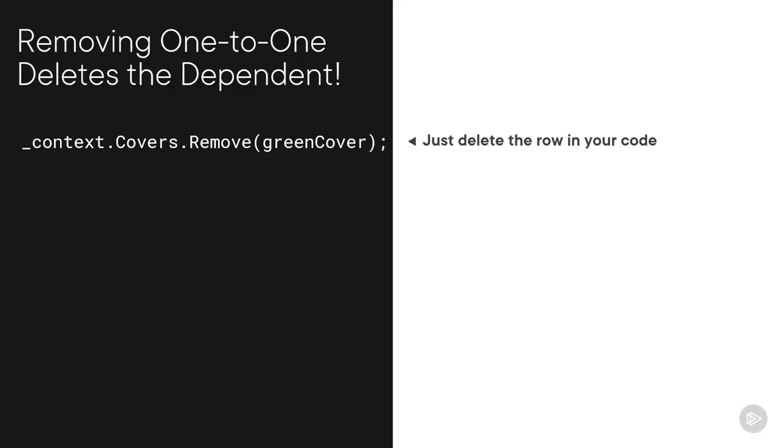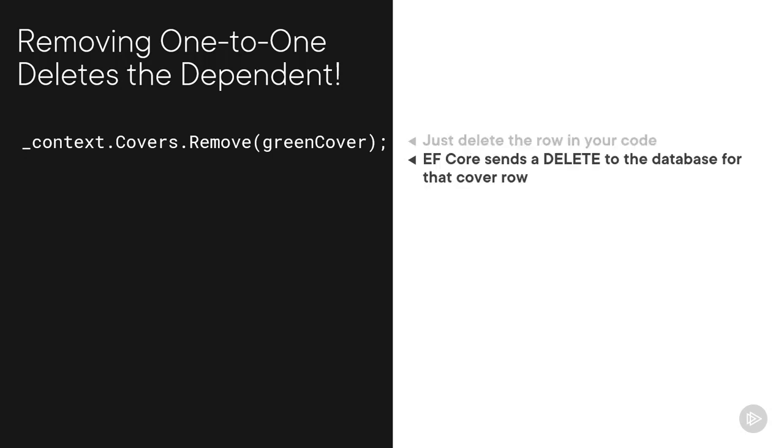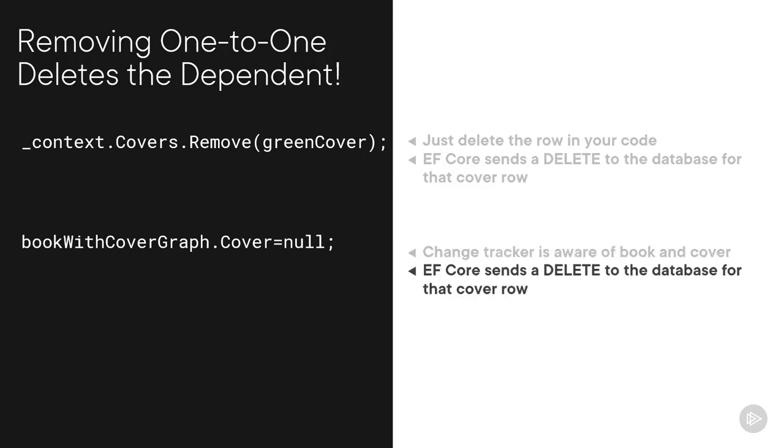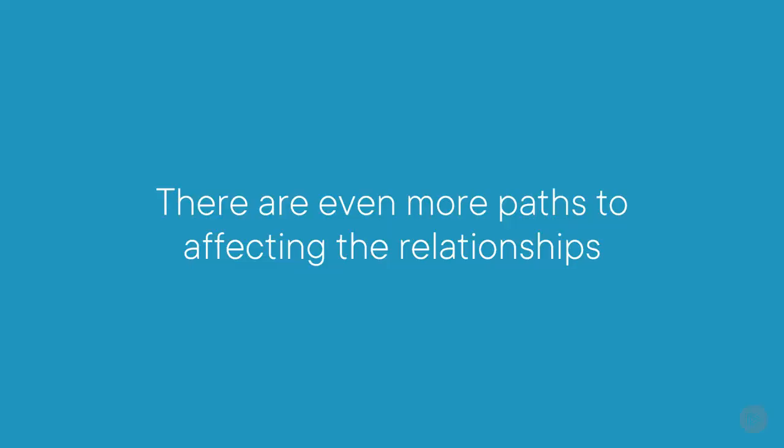Finally, if you want to just remove the relationship between a book and cover, in our model where a cover cannot just be floating around without a book, the simplest path is just to delete the cover. Another simple way is if you have a graph of the book and the cover, and you set the cover property to null, then EF Core will know to send a delete command for the cover. There are so many ways to achieve these various tasks: connecting, moving, creating, and removing related data. And I'm not showing you every single possibility because there's just not enough time.